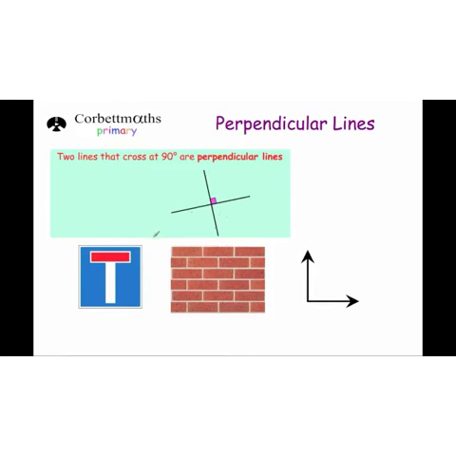Some examples of perpendicular lines: this dead end sign, which you might see on a road, this white line and this red line are perpendicular, they meet at 90 degrees. In these bricks, the mortar joining them, you can see this line and this line are at 90 degrees to each other, so they're perpendicular. Even a set of axes, the x-axis and the y-axis, if you've studied coordinates, meet at 90 degrees, so they're perpendicular to each other.